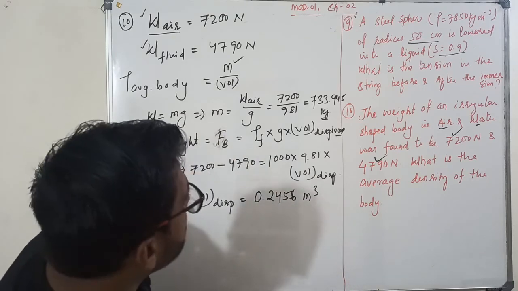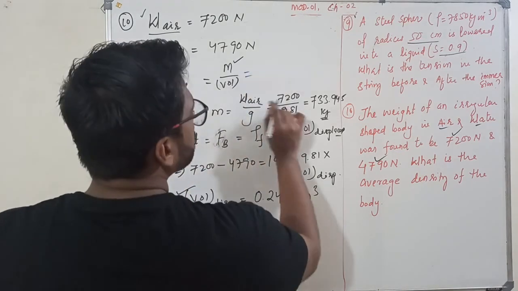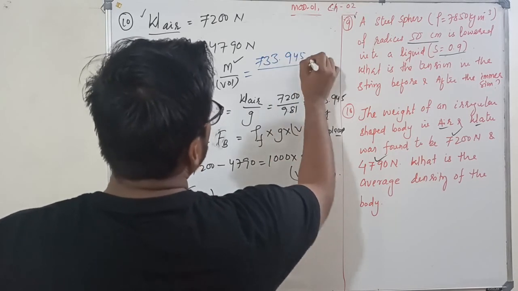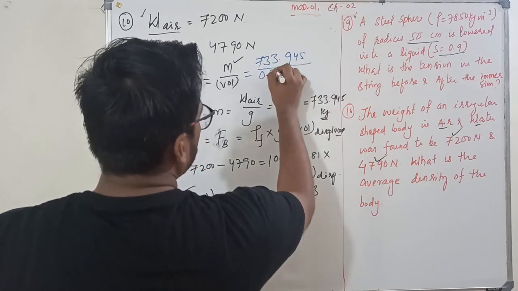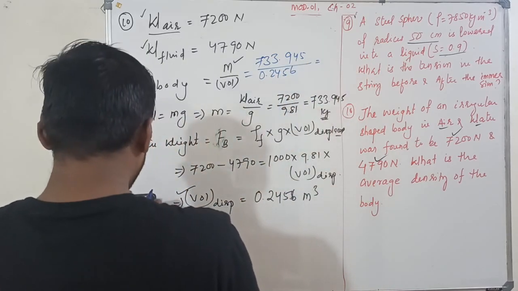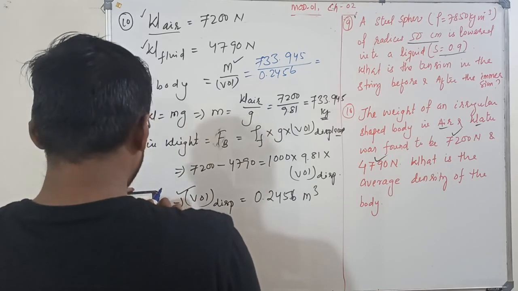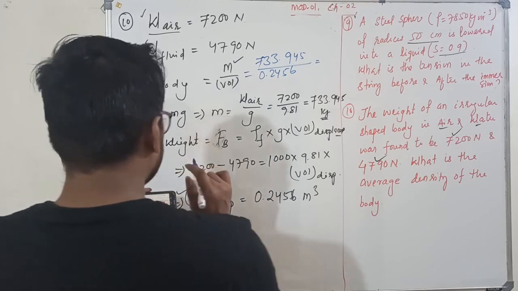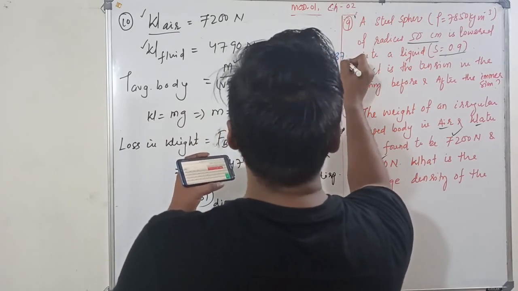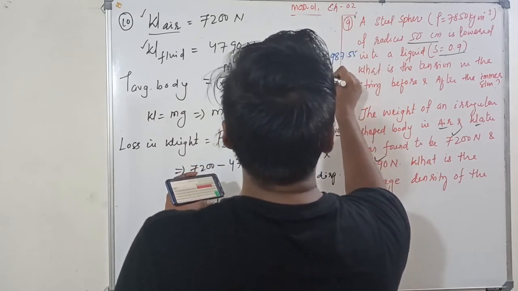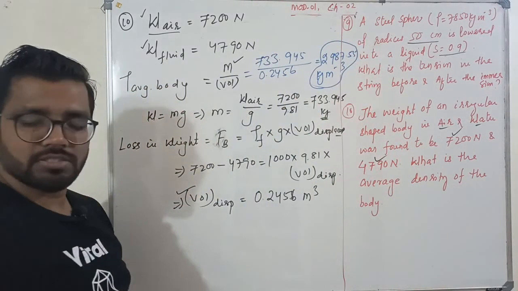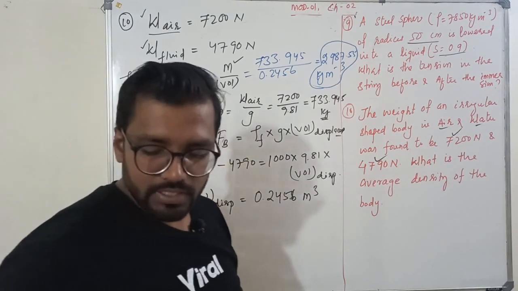Now calculate. Mass you got. So mass 733.945 divided by the volume, that is 0.2456. How much is the answer? So the answer I am getting is 2987.55 kg per meter cube. This is your average density of the body.